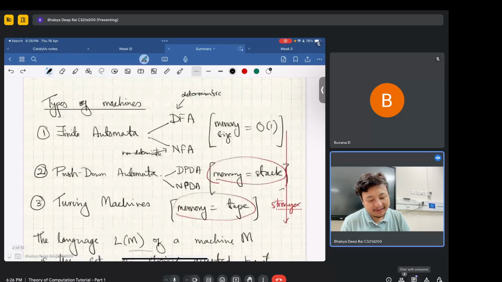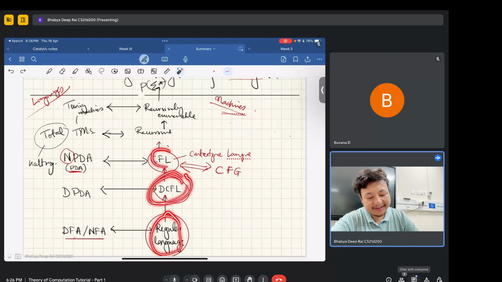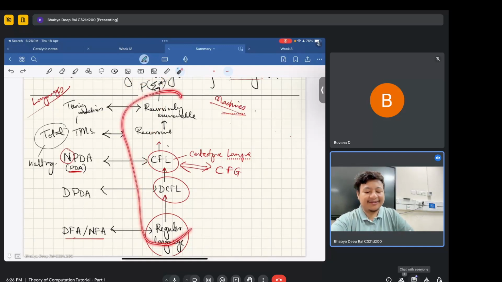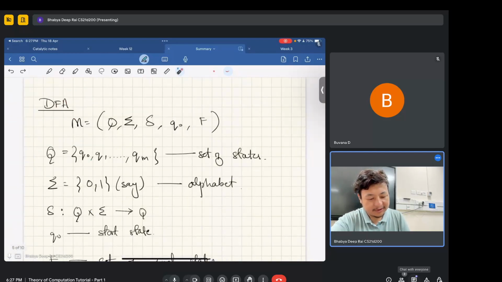So that's why I was saying that you have this hierarchy where regular language is contained inside DCFL, which is contained inside CFL, and CFL is contained inside recursive, which is contained inside recursively enumerable, and so on, until power set of sigma star contains all these things, because all these are sets of languages, and sets of languages are nothing but subsets of power set of sigma star, because power set of sigma star contains all the languages possible.